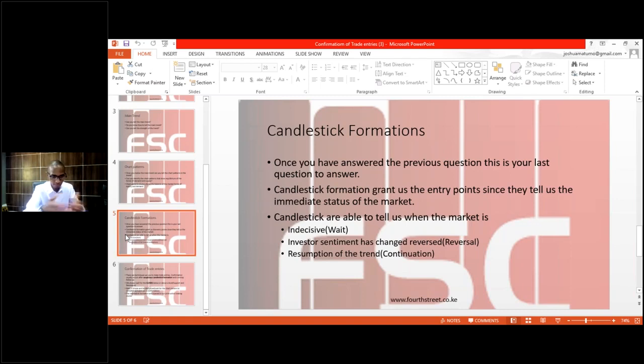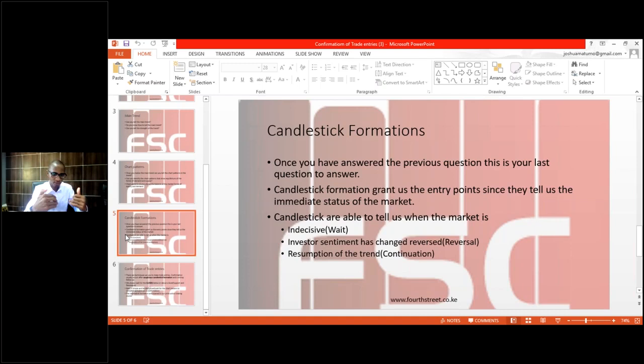And of course, the resumption of the trend, that is the continuation. Candlestick formations also tell us whether a bullish trend still has buyers with the muscle to push the trend further, which means we can trail our stop loss and maximize our gains. And of course, it's the same candlestick formations that inform us when a trend is about to change.